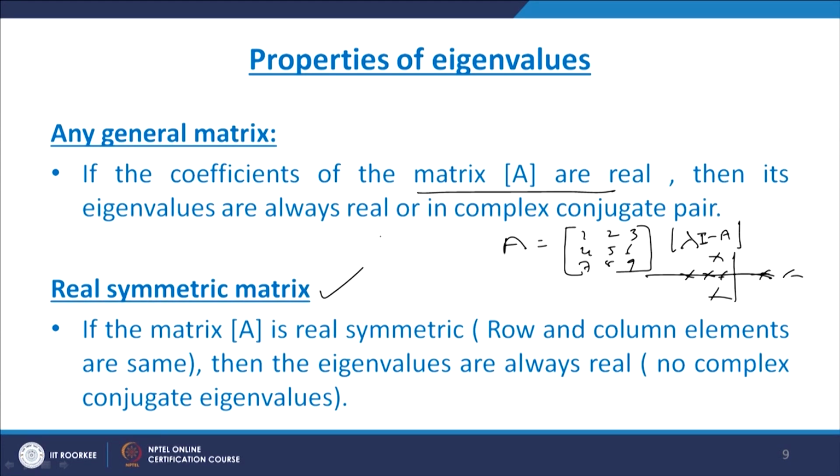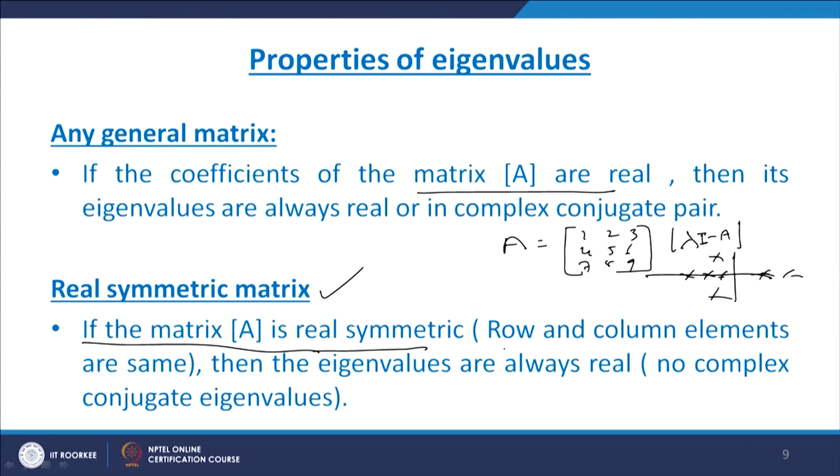Now we come to the real symmetric matrix. If matrix A is real symmetric, what is real symmetric? The row and column elements are the same. If you take any matrix where the row elements and the column elements are the same, that matrix is called a real symmetric matrix, and when the matrix is real symmetric, all eigenvalues lie on the real axis. There will be no complex conjugate eigenvalues. Here it is written, if matrix A is real symmetric, row and column elements are the same, then the eigenvalues are always real, no complex conjugate eigenvalues.